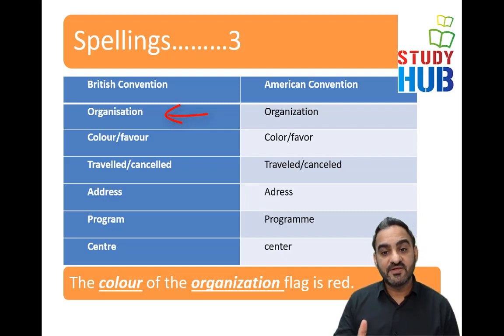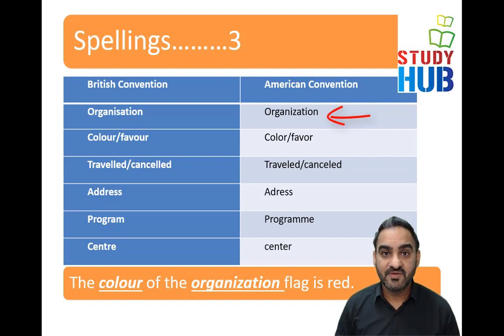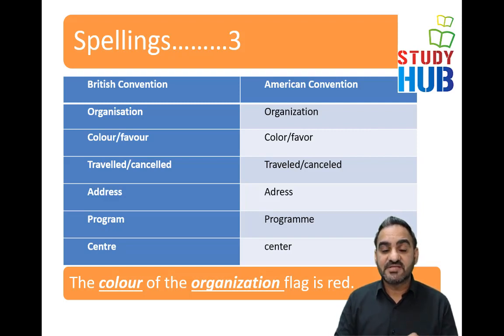The spelling of organization in American English is with Z, Z-A-T-I-O-N. Similarly, words like globalization, realization, emphasize, criticize, prioritize are written with S in British English and with Z in American English.